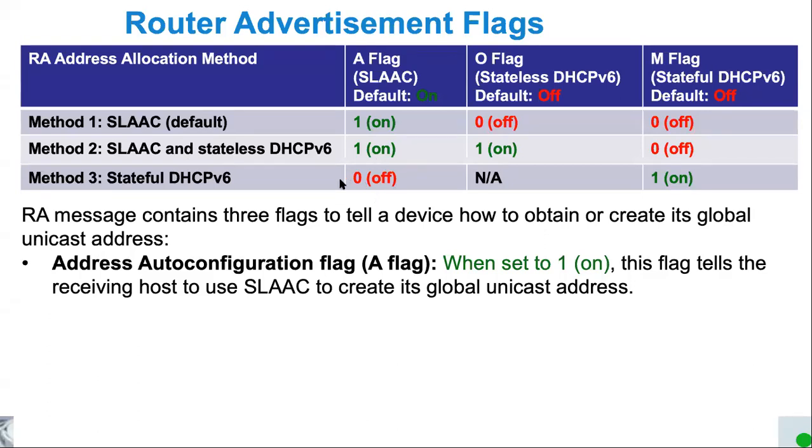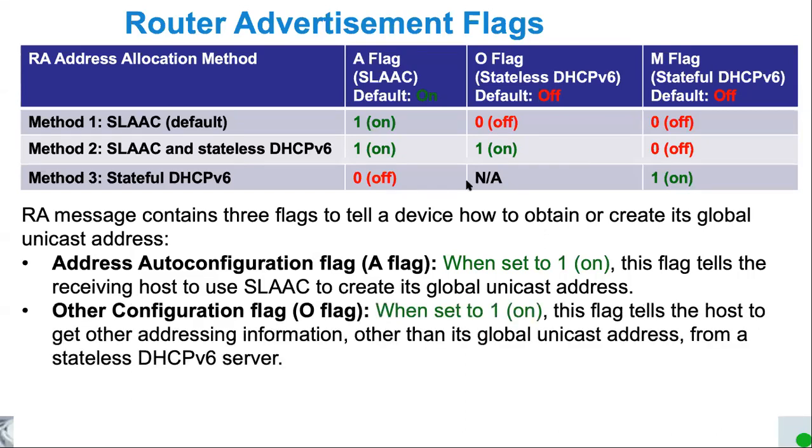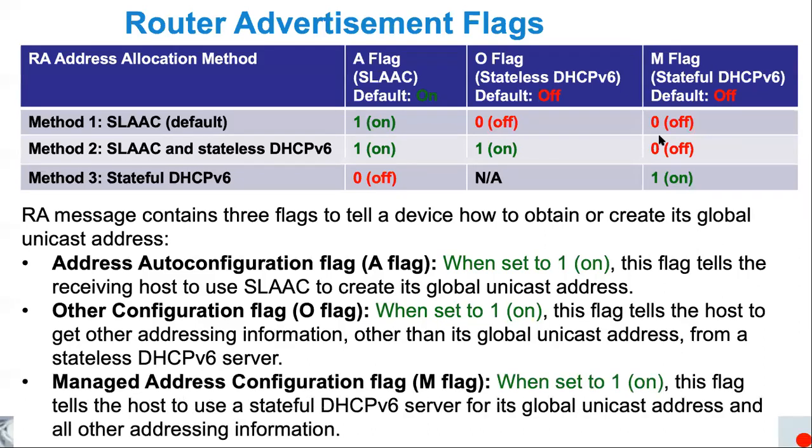We'll notice that we need to set it to off typically when we want to use stateful DHCPv6, because we want the hosts typically to only receive an IPv6 address from a stateful DHCPv6 server. The O flag is off by default, but we will turn that on when we want stateless DHCPv6. And the M flag is off by default, but we'll want to turn that on when we want the end devices, the hosts, to use stateful DHCPv6.